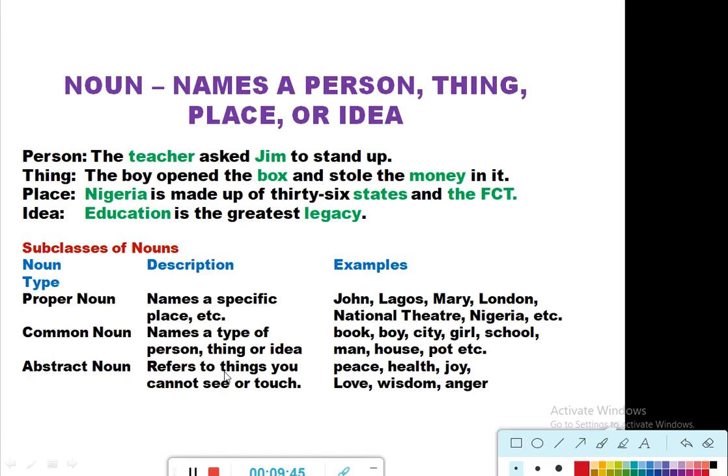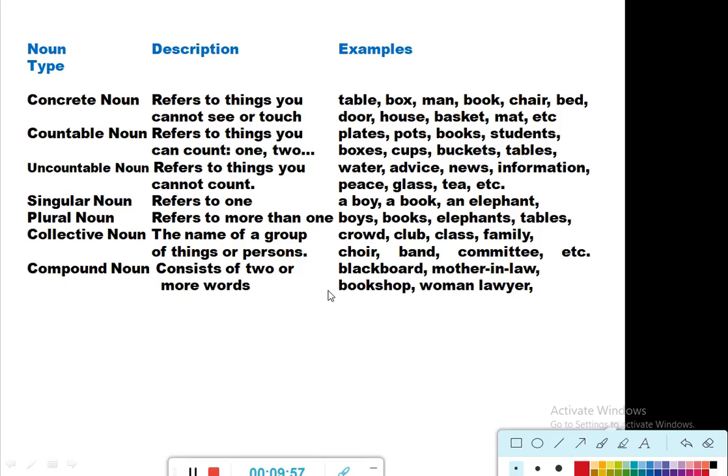So an abstract noun refers to things you cannot see or touch. You cannot see or touch peace. You cannot see or touch health, joy, love, wisdom, anger.